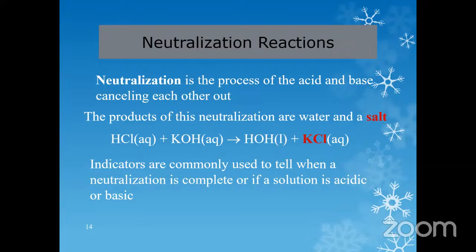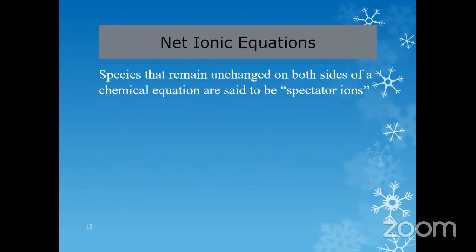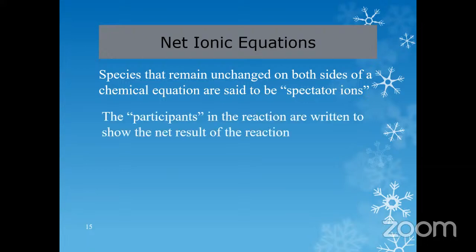So what we're going to look at now is how do we determine what is called the net ionic equation, all right? So basically, in order for us to determine the net ionic equation, we have to determine which species remain unchanged on both sides of the chemical equation, right? Those species we call the spectator ions because all they do is sit around and watch what's happening without undergoing any change, right? The actual reaction will take place between the participants in the reaction. And basically, the net ionic equation will show which ions or which particles are directly involved in the reaction.